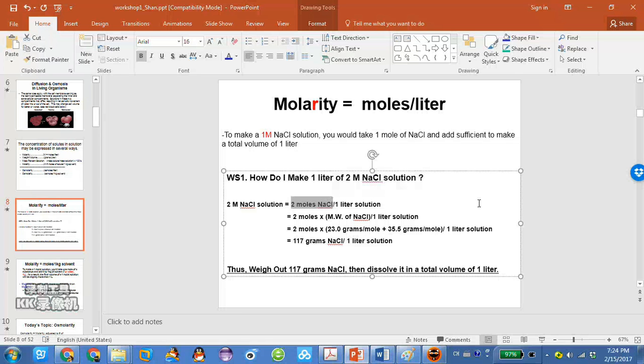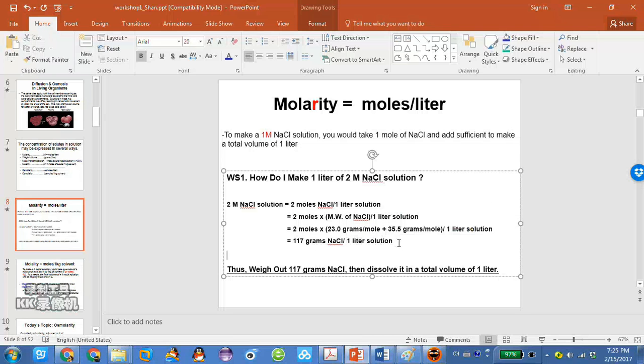Right? In order to convert from moles of NaCl to grams of NaCl, you just multiply the moles of NaCl by its molecular weight in the unit of gram per mole. So we multiply 2 moles by the molecular weight of NaCl to get the grams of NaCl, which is 117 grams of NaCl. That's in 1 liter of solution.